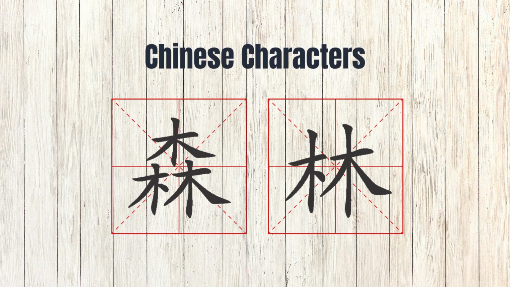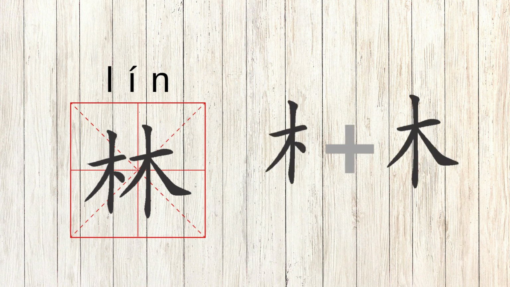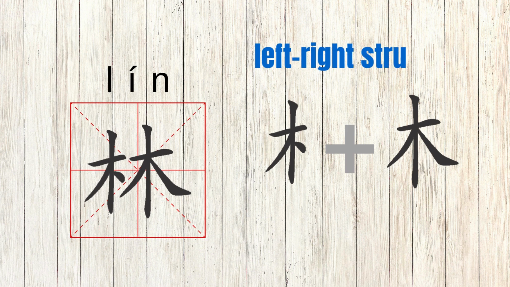Today, let's learn two Chinese characters. When combined, they form a commonly used word in Chinese. The first character is 林. You may already recognize its structure. It's made of two identical components, the character 木. It's arranged in a left-right structure.